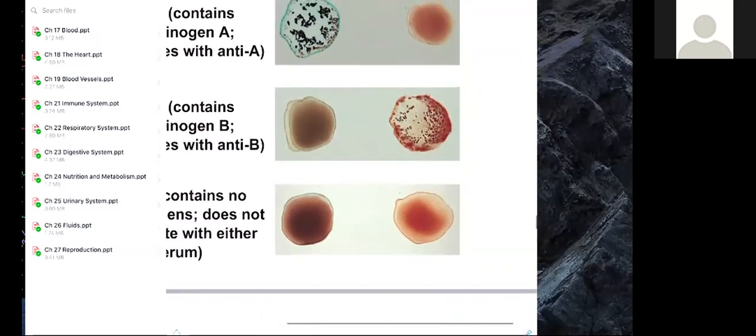Not having an agglutination reaction, neither with anti-A nor anti-B, this means for me that the blood I'm testing doesn't have either antigen A or antigen B presented on its outer surface. So it's going to be a blood group type O.